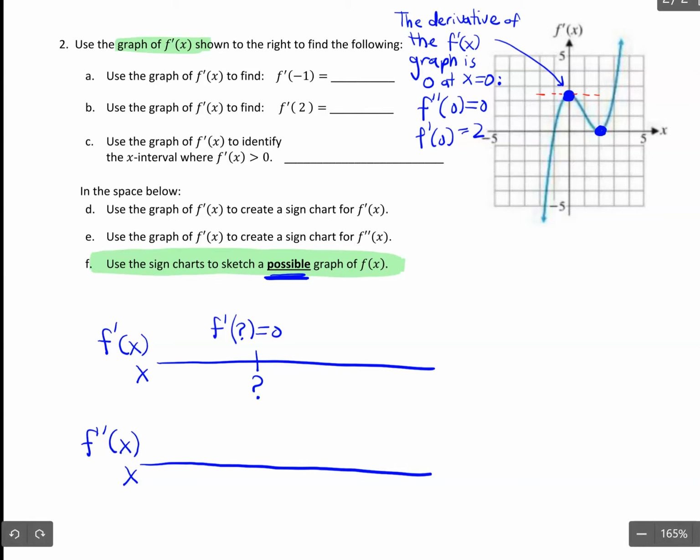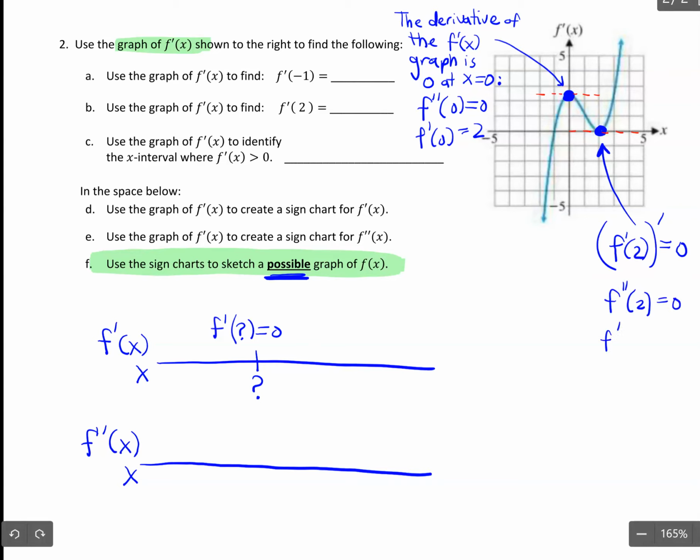Same thing happens over here. Okay, there I see another horizontal tangent line happening. So what in the world does that mean? That means that the derivative of what was graphed is going to be 0 at that point, and that point is x equals 2. So that means the second derivative at x equals 2 is going to be 0.